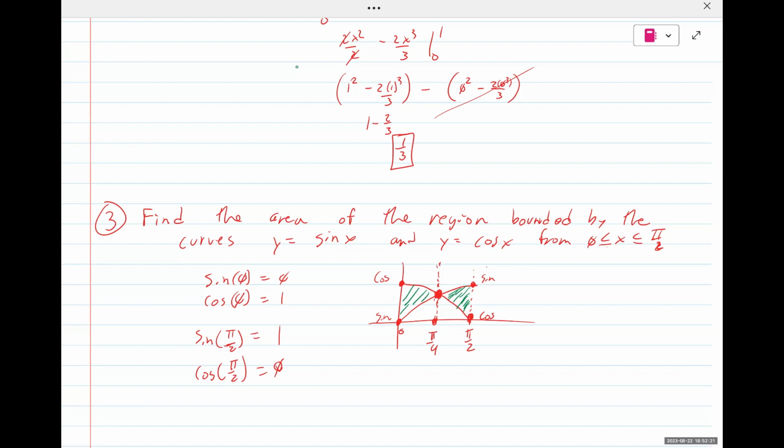Professor, can you do it from 0 to pi over 4 and then times 2? Is it correct?